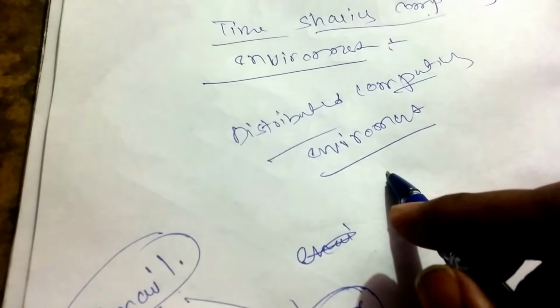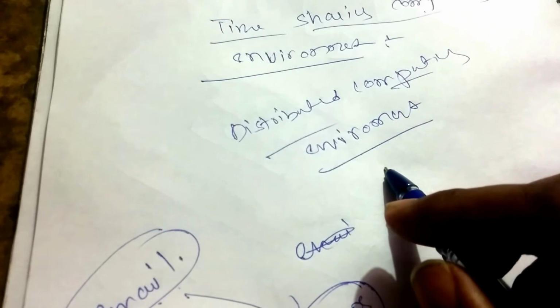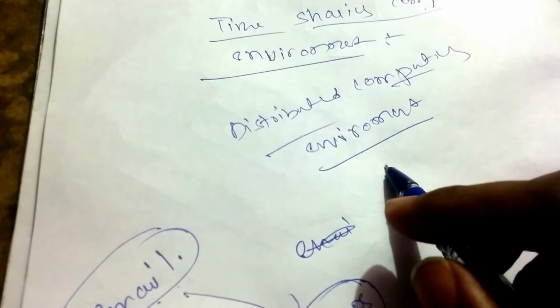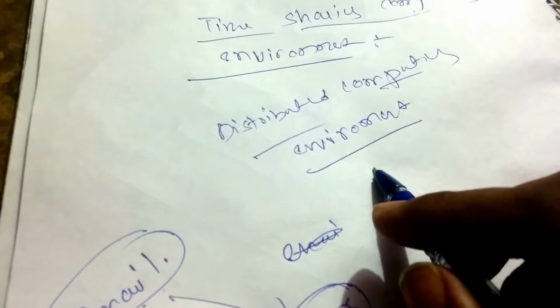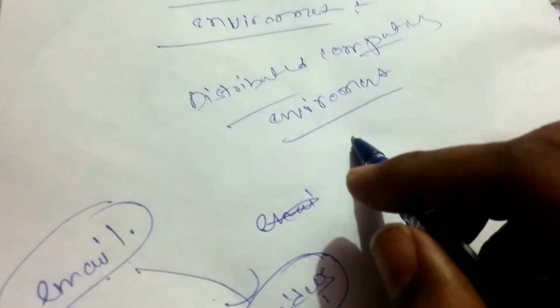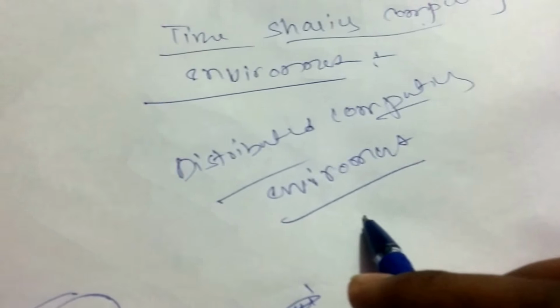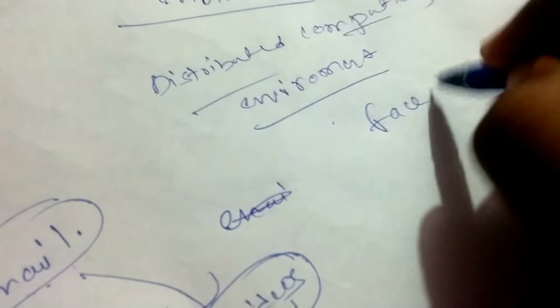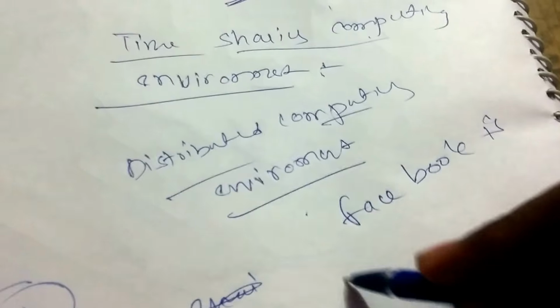Distributed computing environment is something like a single software run on different systems to achieve a particular task. Let's take the example of Facebook. Facebook is not run on a single system, right?